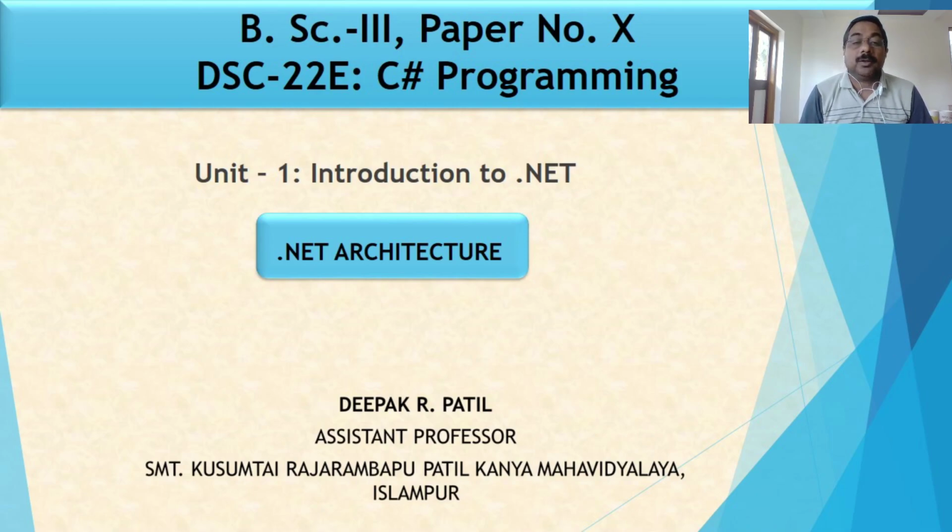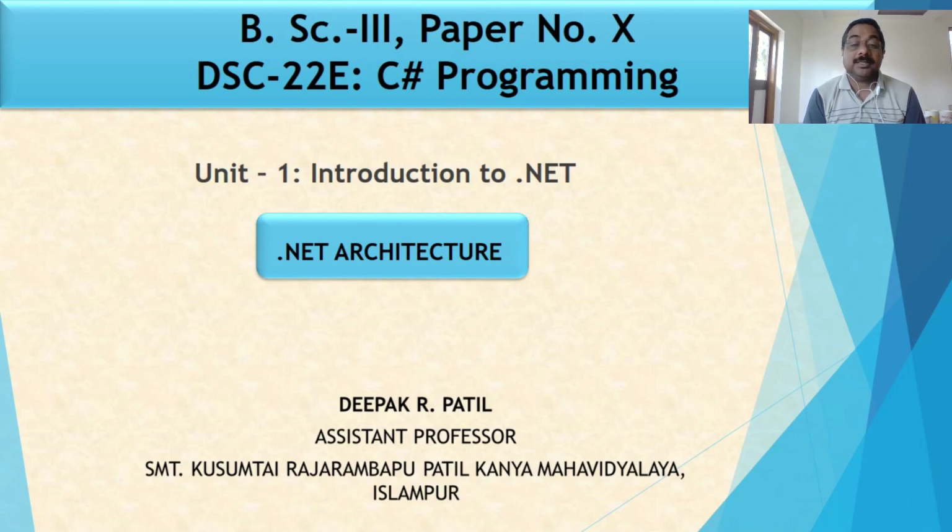We are learning .NET architecture, where we have already seen the introduction to .NET and the various components of .NET architecture. The .NET architecture diagram with every component we have already seen. We have seen the common language runtime, common type system, common language specification, as well as MSIL, that is Microsoft Intermediate Language.